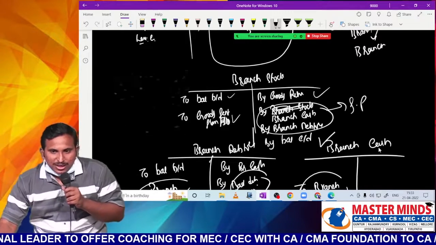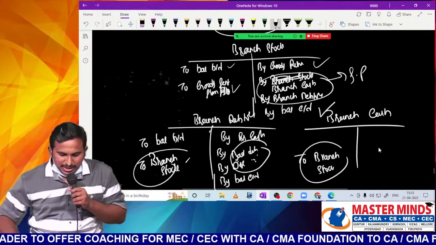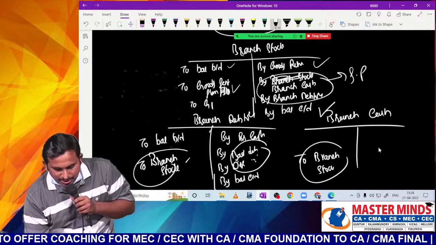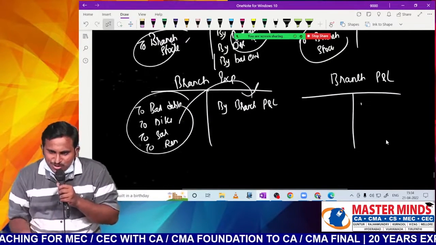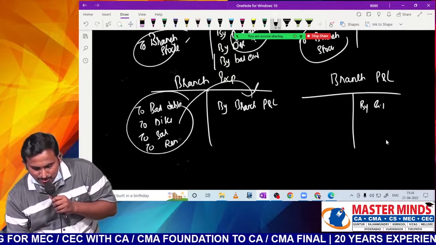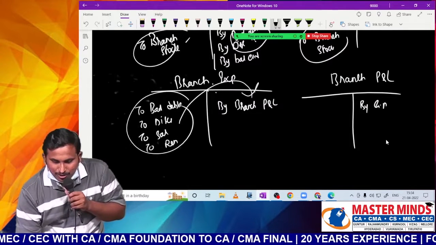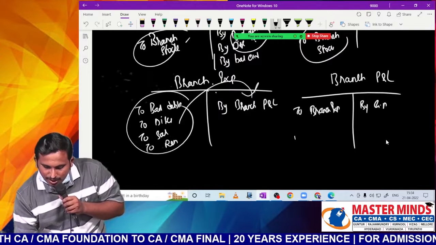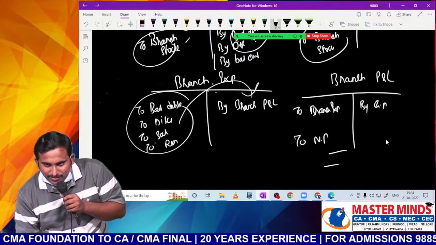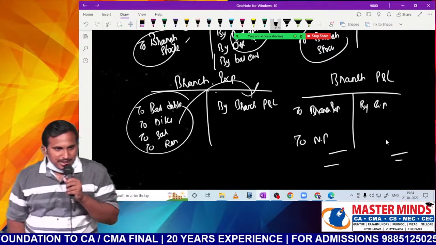We transfer that to branch P&L, sir. You can write it as gross profit here. This gross profit you will transfer to branch P&L, or you can write directly to branch P&L. So here we will write gross profit. All these expenses we will record here, the various branch expenses. Then we will get the net profit. In this way, we will have the branch P&L account.